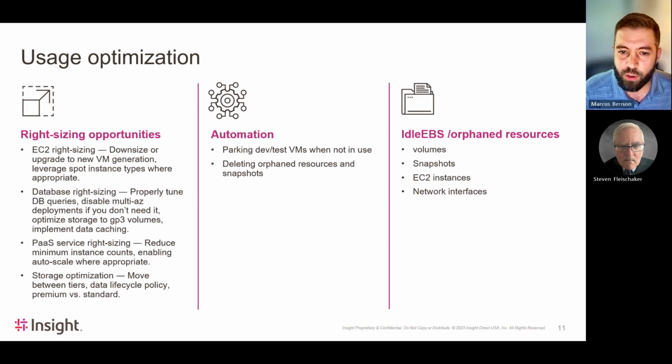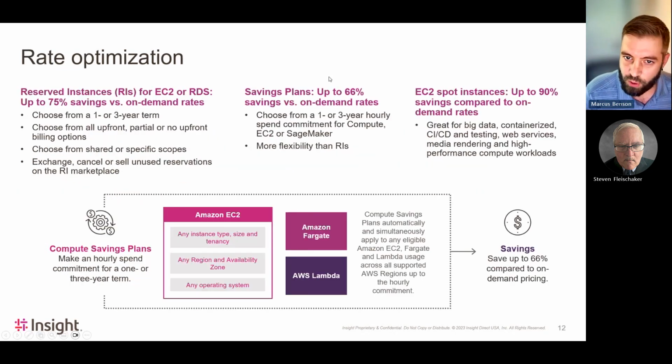And then typically the other area of optimization that's most commonly talked about is rate optimization. So rate optimization is really going to be your reserved instance programs, your savings plan programs, and your spot instance programs. Really any programs that are going to help you reduce the rate that you're paying for that service. So if you think about cost in the cloud, cost is equal to usage times rate. So those are really the 2 levers that you have to be able to optimize your spend.